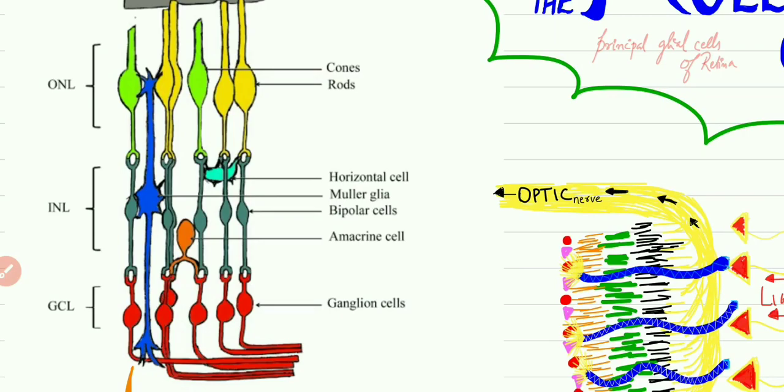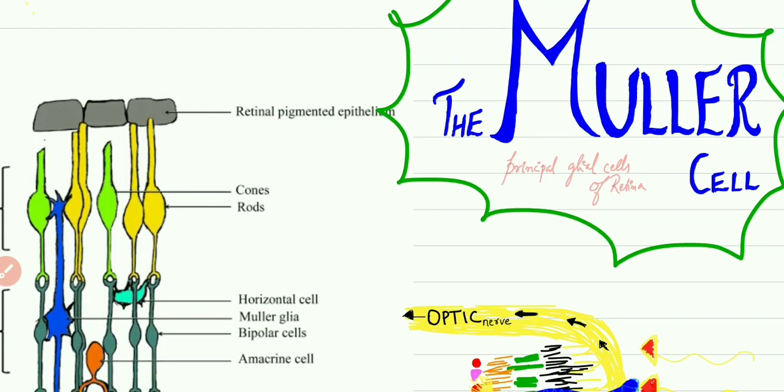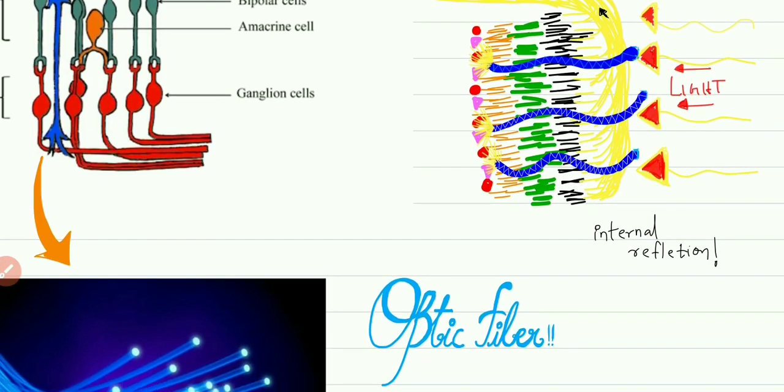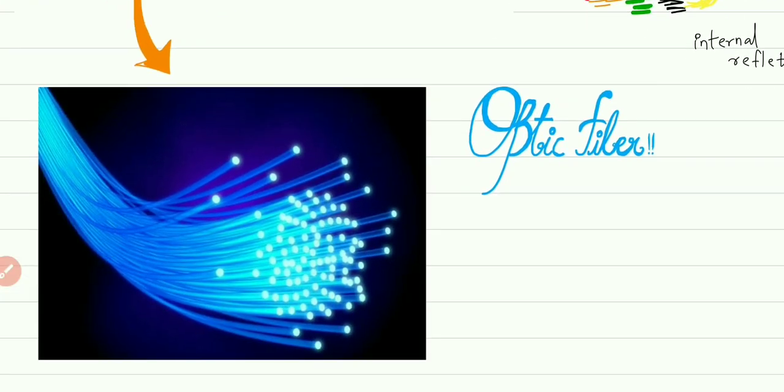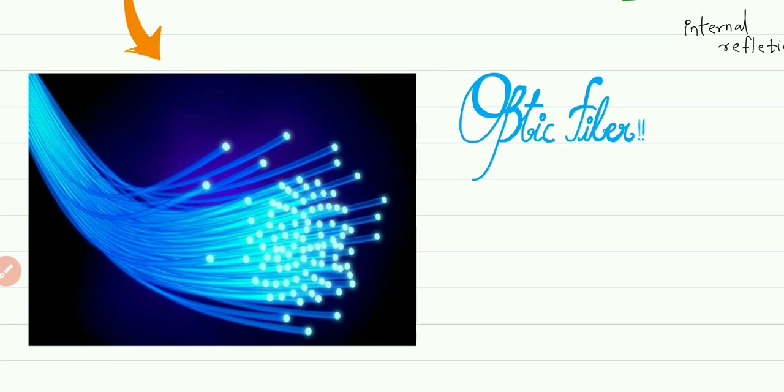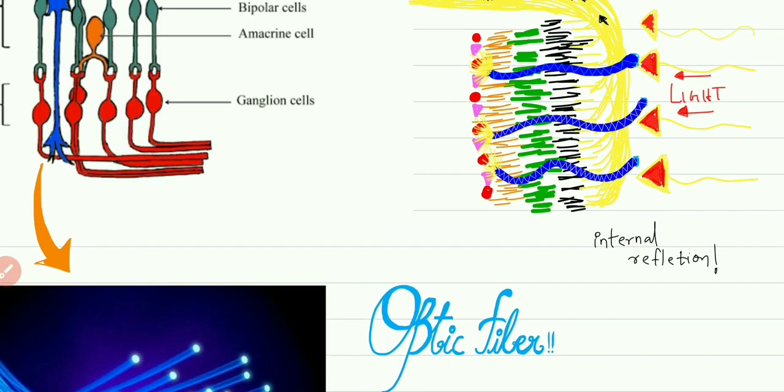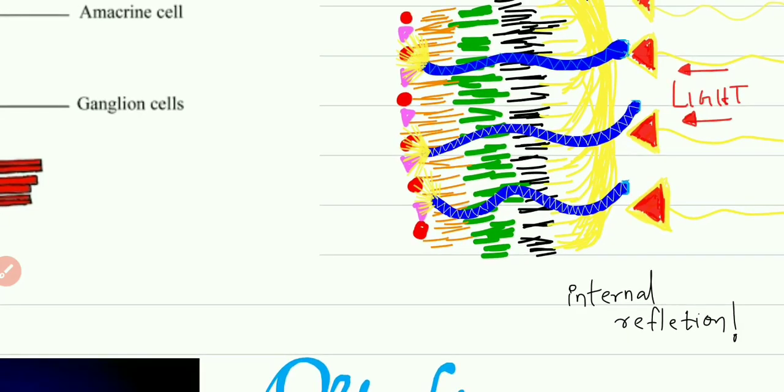What does it do? It's a glial cell and its function is supportive. And what kind of support does it give? It is different from the others. It's an optic fiber. A biological, living optic fiber. So why did God give an optic fiber here?